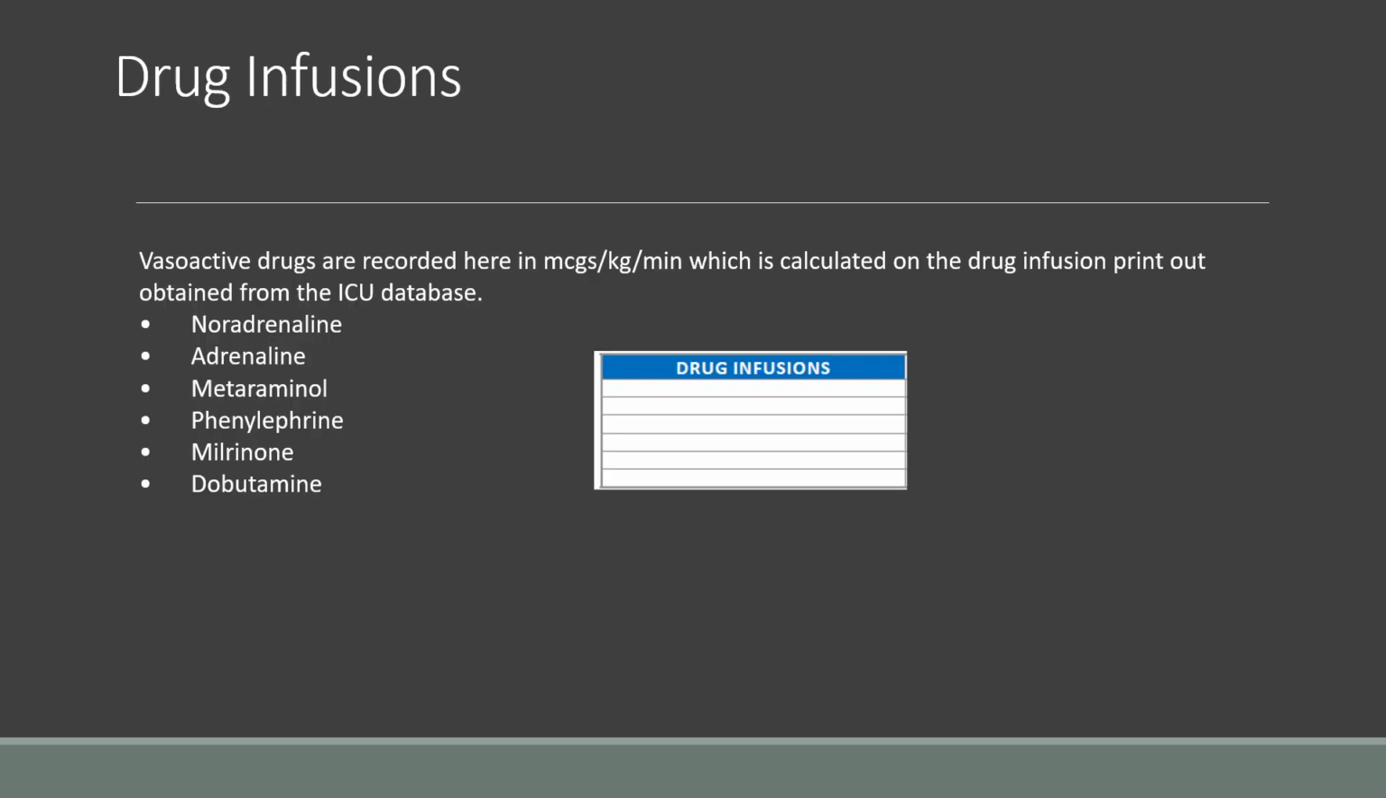All drug infusions and their concentrations are recorded in this section. Record the hourly dose of the drug. So the patient's weight is required for this calculation, and you can get this printout from the database for certain drugs, which I'm going to talk about, the ICU database, later. These are the drugs that you would be able to get a corresponding mils per hour as to the mics per kilo per minute that you need to document on your flowchart, and it's these drugs that it relates to.